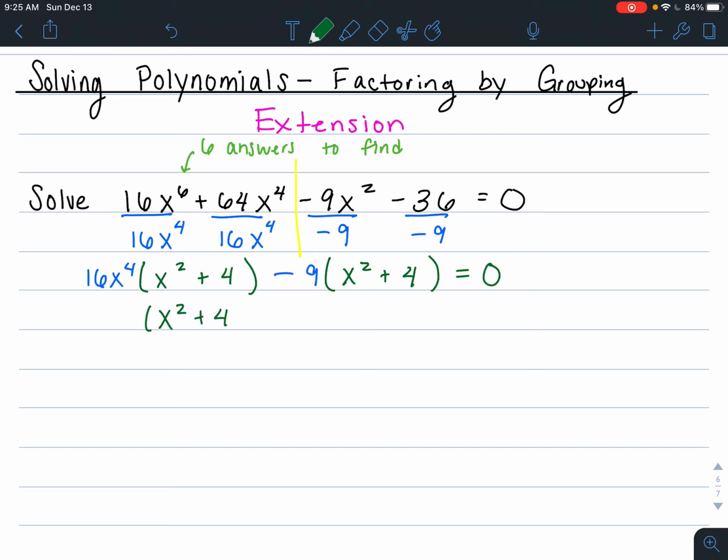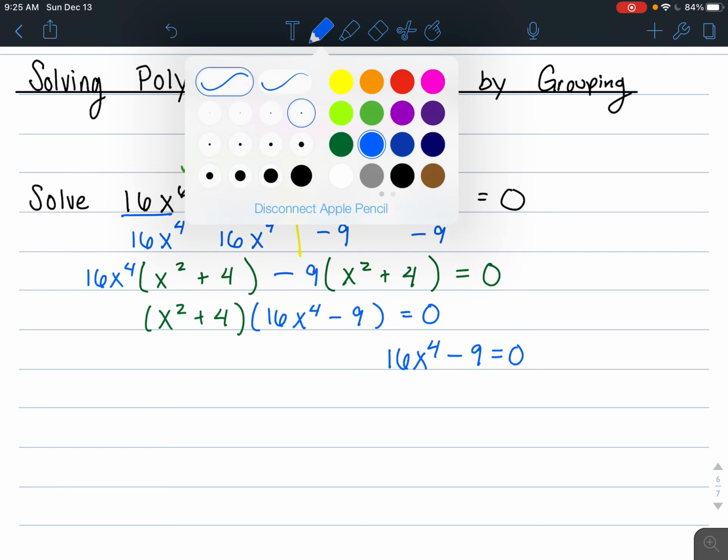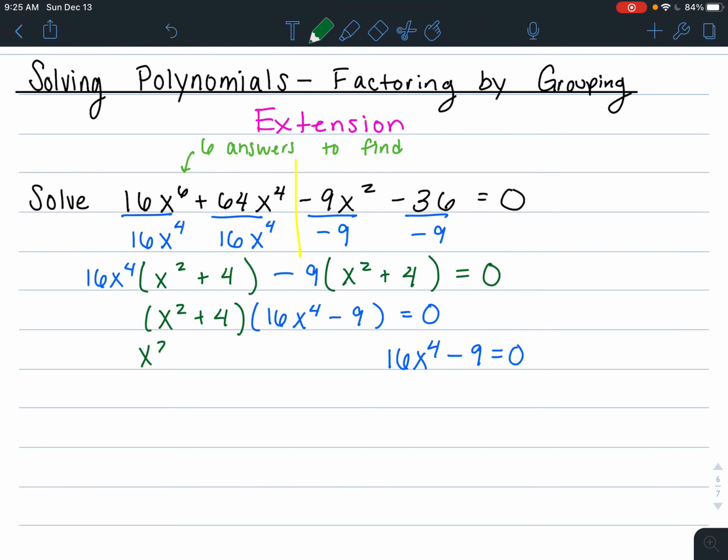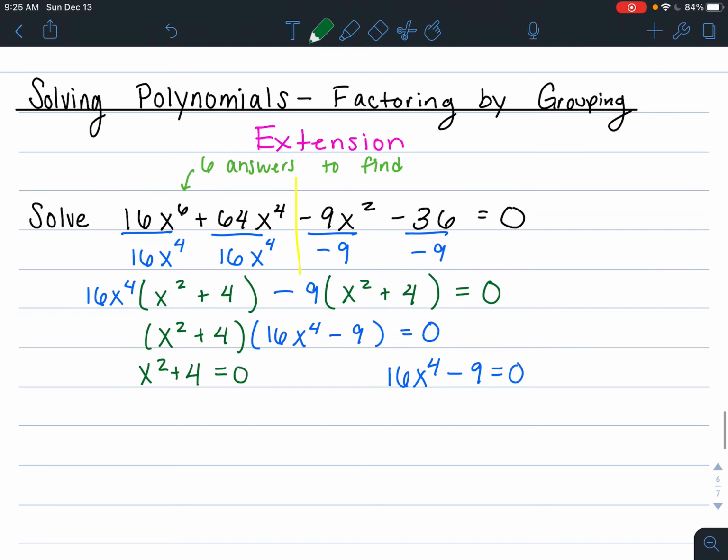Right, so I'm going to take my common group and factor it to the front, and then take my leftover GCFs and put them in my second group. So then I need to set both of them equal to 0 and go ahead and solve. Okay, so over here on the left in my green equation, x squared plus 4 equals 0. I'm going to subtract 4.